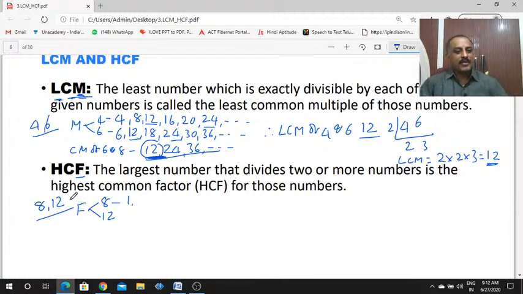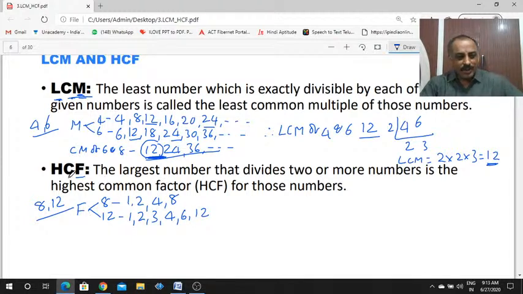What is the HCF of 8 and 12? Factors of 8: 8 is exactly divisible by 1, 2, 4. Yeah, very good, your answer is right. 1, 2, 4, 8. Factors of 12: 1, 2, 3, 4, 6, 12.